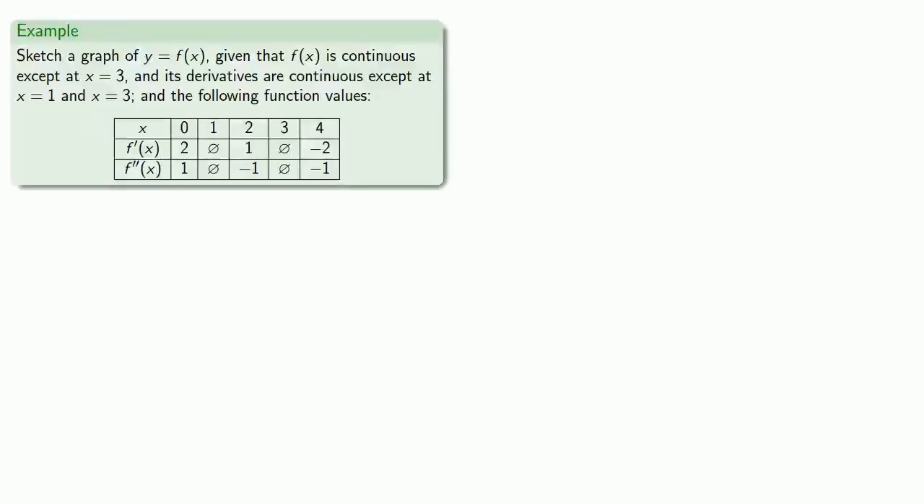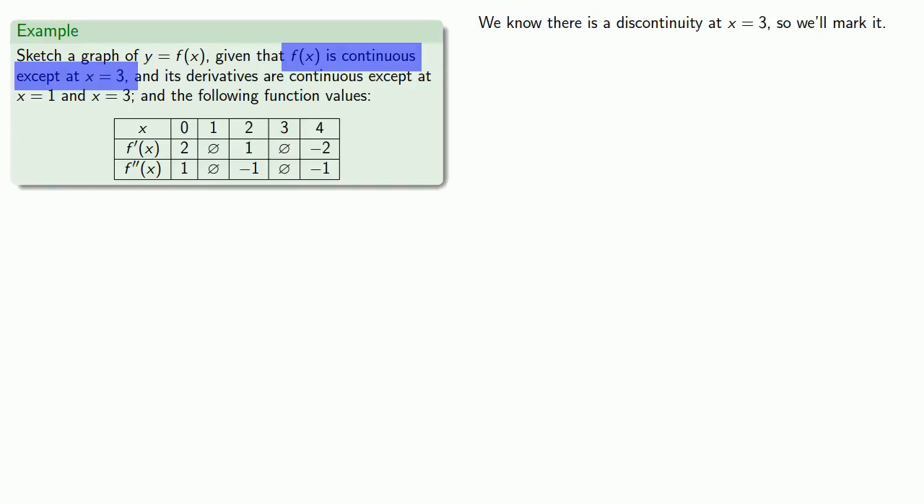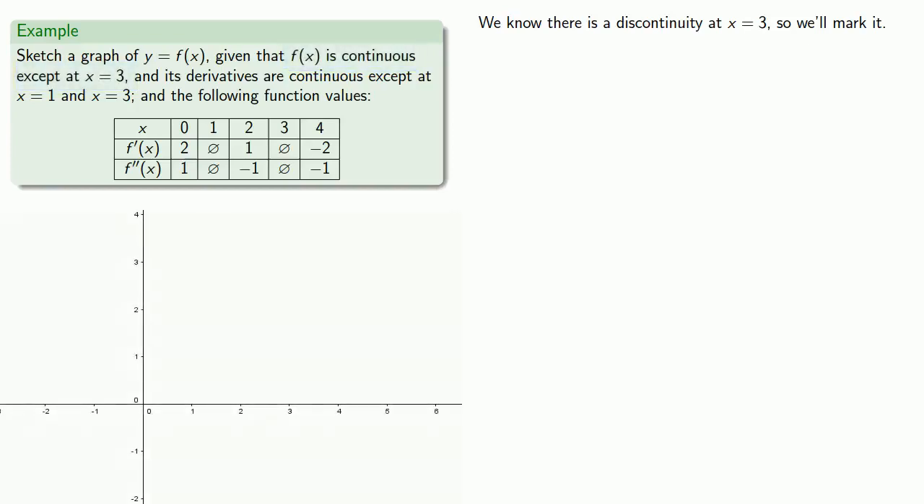For example, suppose I have information that looks something like this. Let's try and sketch a graph that incorporates all of the given information. To begin with, we know there's a discontinuity of some sort at x equals 3, so we'll mark it. Because our graph is discontinuous at x equals 3, we'll want to indicate that we cannot cross this line at x equals 3. So maybe we'll do this as a red dashed line as a reminder: do not cross this line.